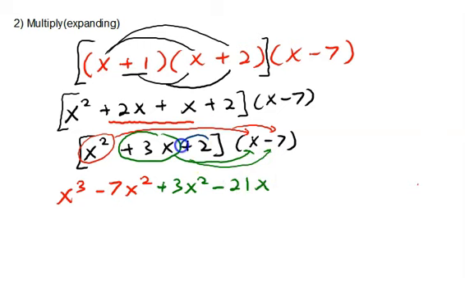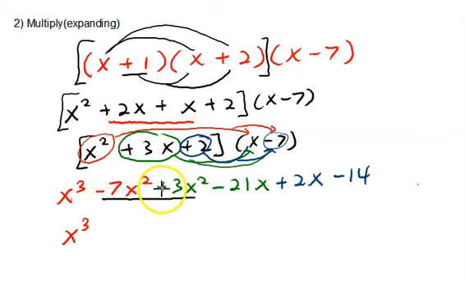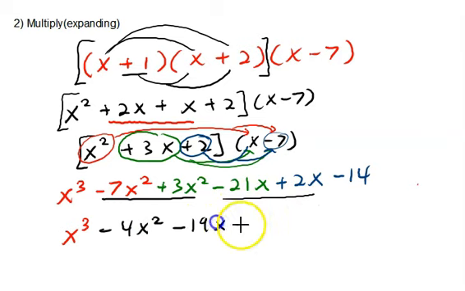Okay, now we move to plus 2. This plus 2 we multiply with x. We got 2x multiply with negative 7. So here we got negative 14. So now we can simplify this. Okay, so here we got minus 7 and plus 3. Okay, then we can simplify this as well. So here we got negative 19x minus 14. So this is how we simplify the expanding with the 3 brackets.